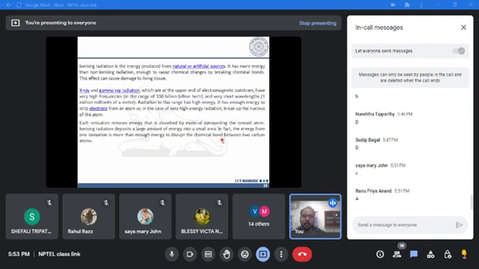Okay, so ionizing radiation can be produced from either natural or artificial sources. It has more energy than non-ionizing radiation, enough to cause chemical changes by breaking chemical bonds. This can also damage living tissue, altering its biological or chemical structure. Generally, gamma and X-ray radiation, at the upper end of the electromagnetic spectrum, have very high frequency, in the range of 100 billion hertz.